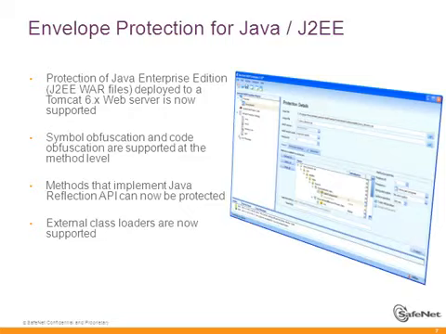And here I just want to step back into the envelope. What's unique about the envelope and what we're doing with the Java protection is that it allows you to protect your J2EE files and deploy them with the Tomcat 6.x web server. I know that's something a lot of people have been asking about. It's very popular. With Java as well, we base it off AES 128-bit encryption. But we can also allow you to do symbol obfuscation and even code obfuscation. You can drill down and do so on the method level.